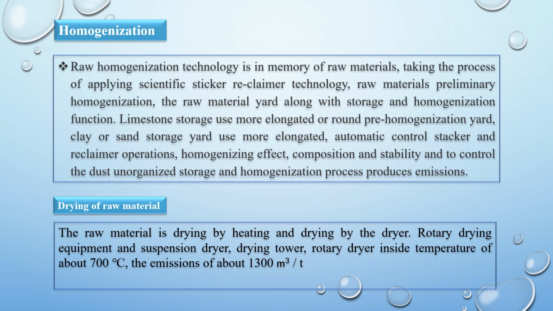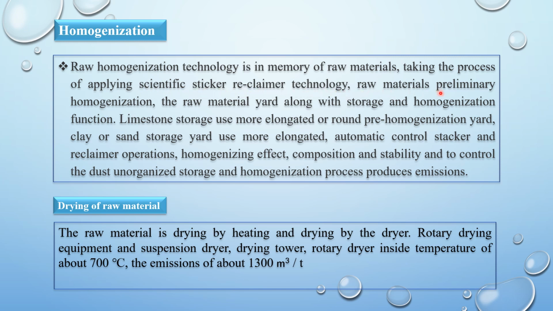Students, the next process is homogenization. Dear students, homogenization is a process in which we convert the raw material particles into equal size particles so that we can process them for the production of cement. Now, in the dry process, raw material homogenization technology takes place in the storage of raw materials, applying scientific stacker and reclaimer technology.